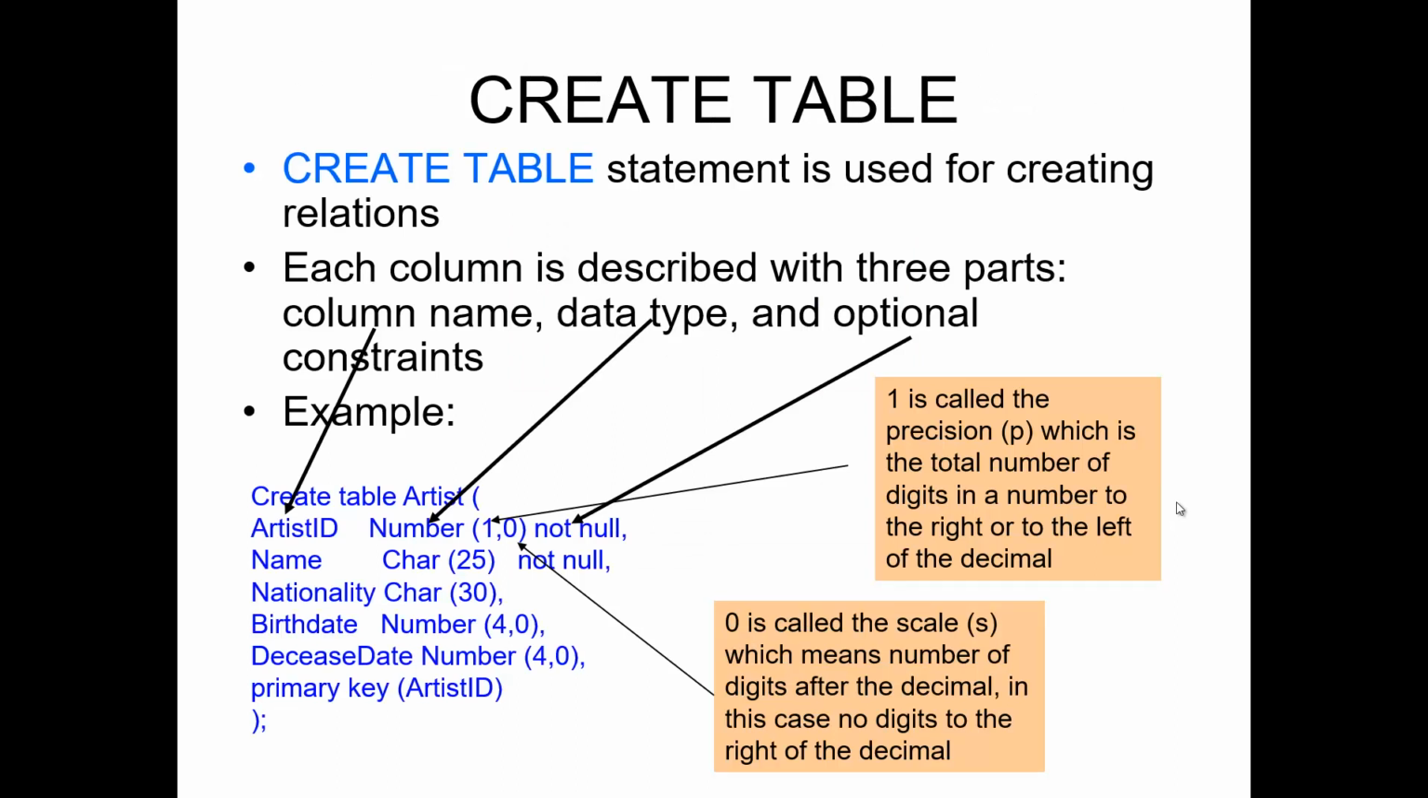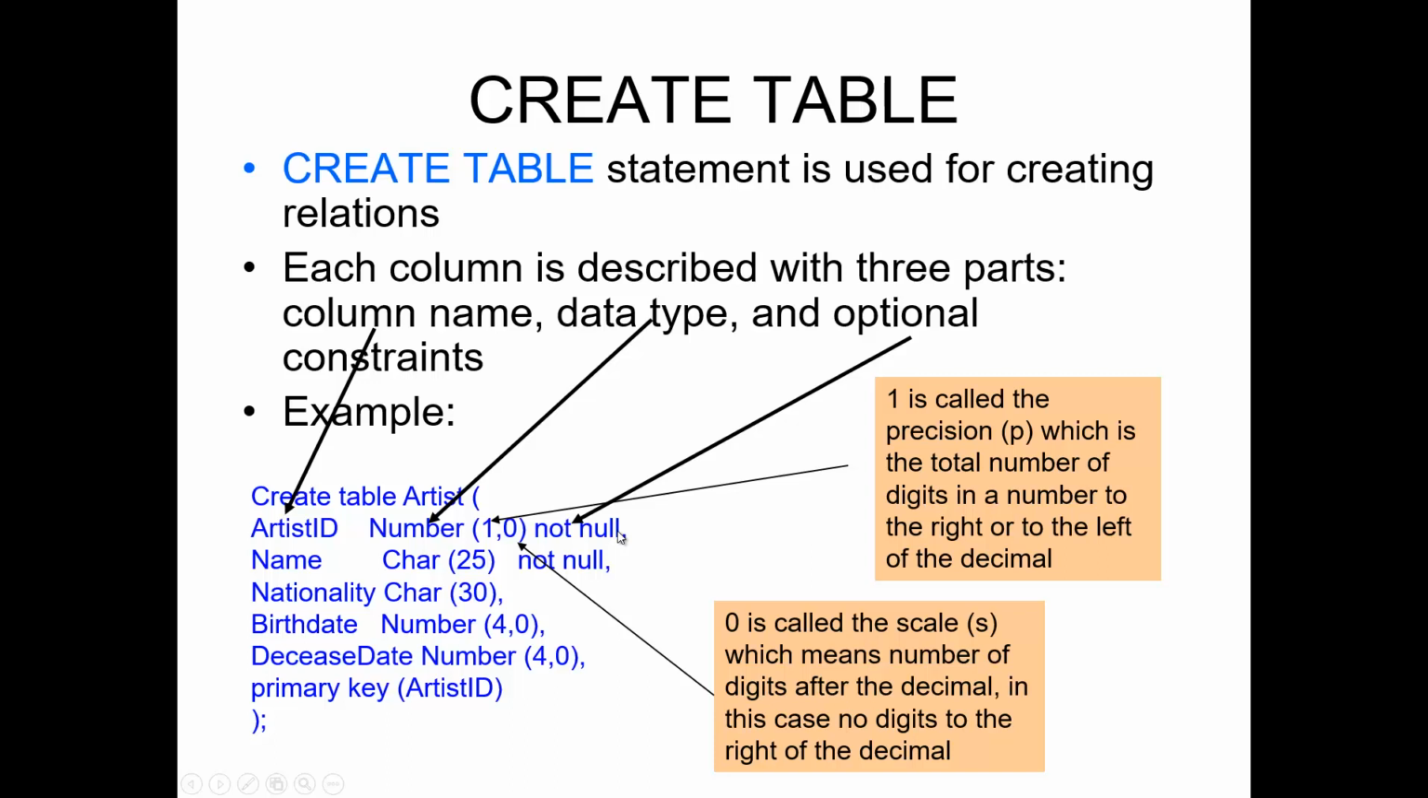So to create the artist table, we use the following code. As you can see, it's straightforward. Create table artist, and then we open brackets or parentheses, and we start adding the columns. Artist ID, the type is number. So we have the column name, we have the data type, and we have the null, not null, and that will give me the information if it's optional or mandatory to fill. So these are the optional constraints: null or not null.